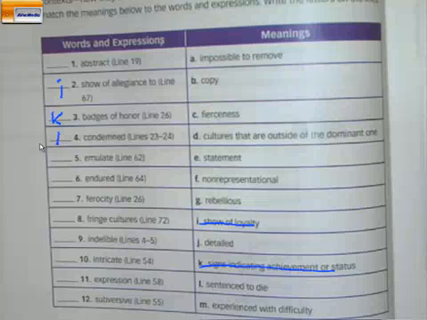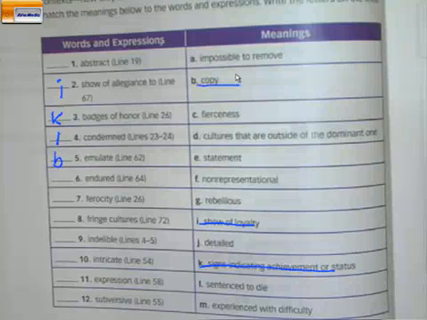Emulate. When you emulate something, you're kind of doing the same thing. You are mimicking someone else. You are doing what someone else is doing. So you are basically copying what someone else is doing. So that's B. So copy and sentenced to die are deleted.